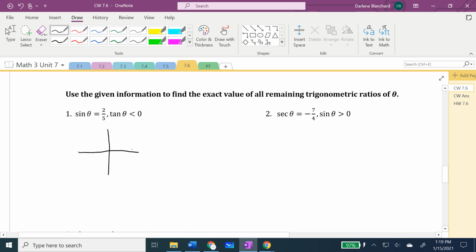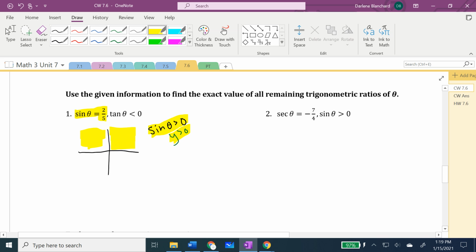So I want you to see that you are given a value of sine that is positive. This statement is telling you a couple of things, but one of them is that you have a positive value for sine. Sine represents y. Which quadrants have positive y values? So with just that one statement, I know that my angle theta is in either quadrant 1 or quadrant 2.